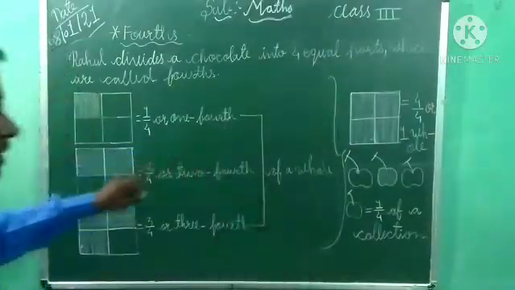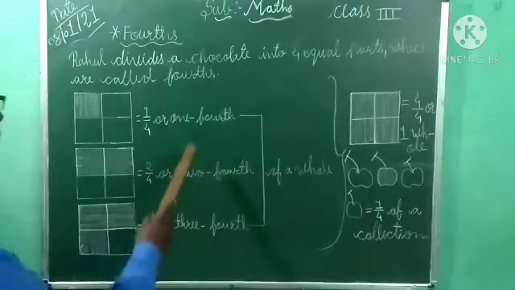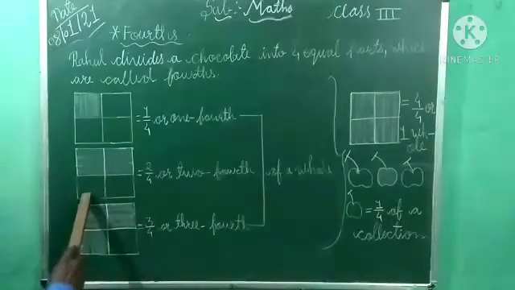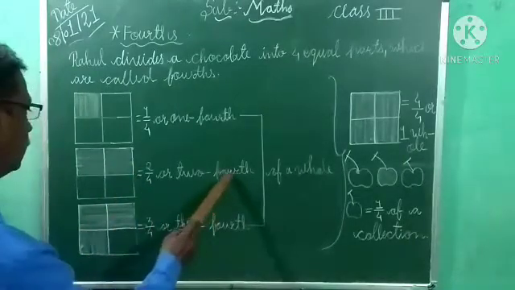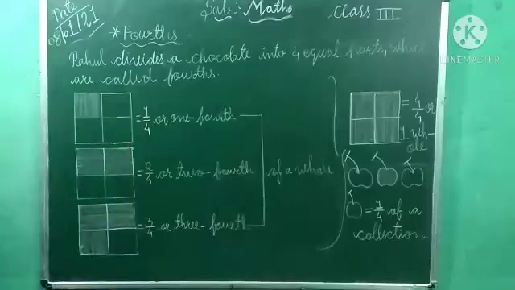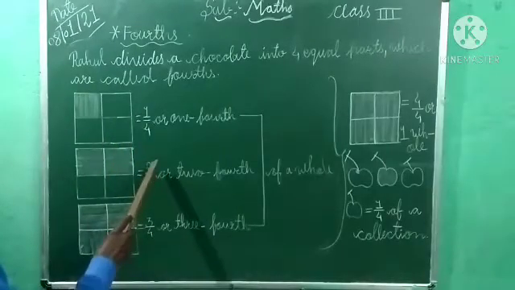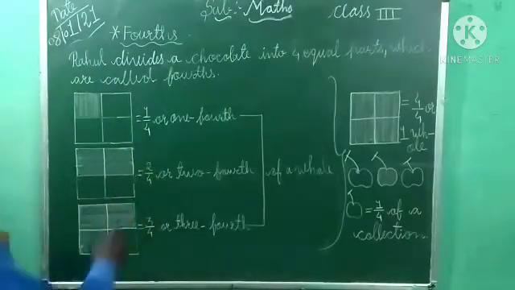F-O-U-R-T-H. You have to write that there. Don't write 4 for 1/4, that is wrong. Now among these 4, 1, 2, 3, 4. So 4. How many parts shaded? 2. So 2 by 4. If we simplify 2 by 4, we get 1 by 2 in the lowest term. Or let it be 2 by 4.